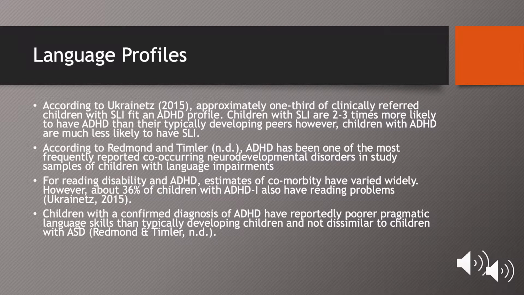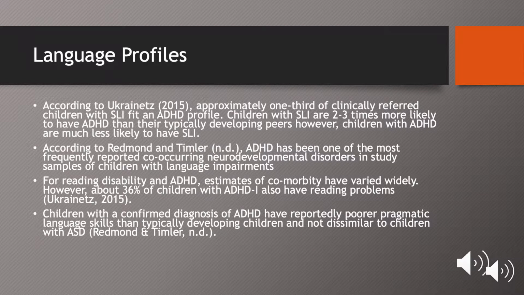ADHD has been one of the most frequently reported co-occurring neurodevelopmental disorders in study samples of children with language impairments. For reading disability and ADHD, estimates of comorbidity have varied widely. However, approximately 36% of children with ADHD-I also have reading problems.